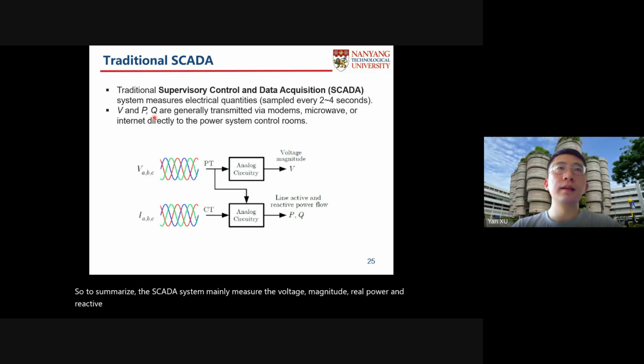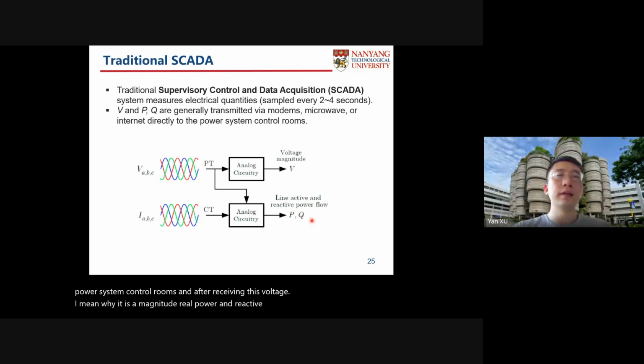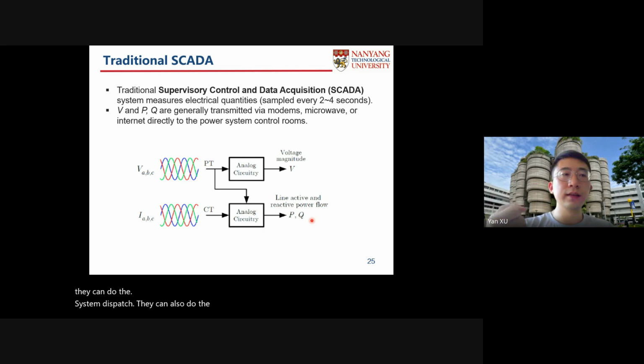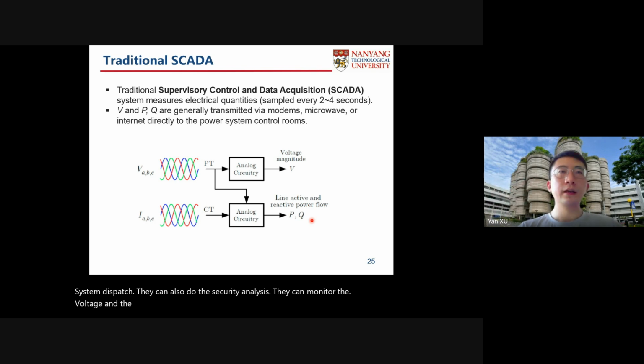These signals are generally transmitted through modems, microwaves, internet, or power line carrier communication directly to the power system control rooms. After receiving the voltage magnitude, real power, and reactive power, the system control center can do the system dispatch. They can also do security analysis. They can monitor the voltage and the line power flow in order to make sure that the operation limits are satisfied. So that is how the SCADA system is applied.